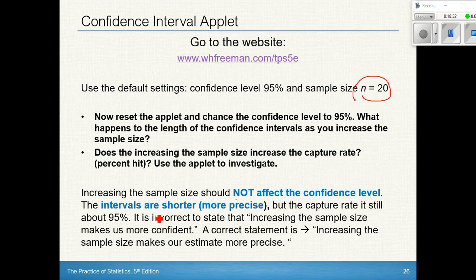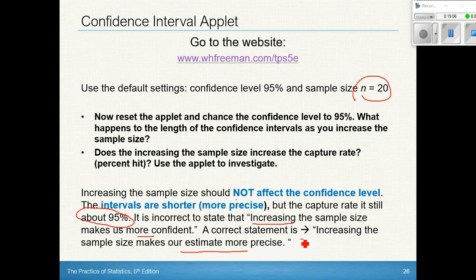And that's because, think about it, the more samples I have, the closer I am to the true population mean or proportion, because I have more of the population, and it's actually going to decrease the standard deviation. I'm still going to capture it 95% of the time, it's just that my interval is going to shrink. All right. It is incorrect to state that increasing the sample size makes us more confident. It doesn't. Our confidence level stays the same. Increasing our sample size makes our estimate more precise.